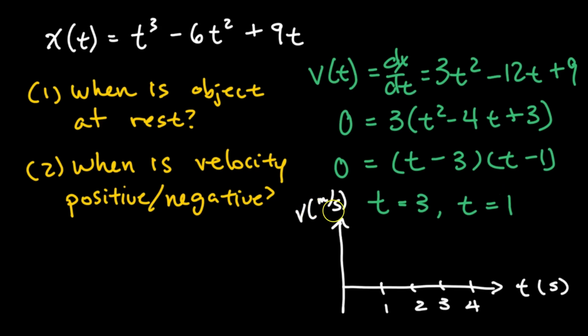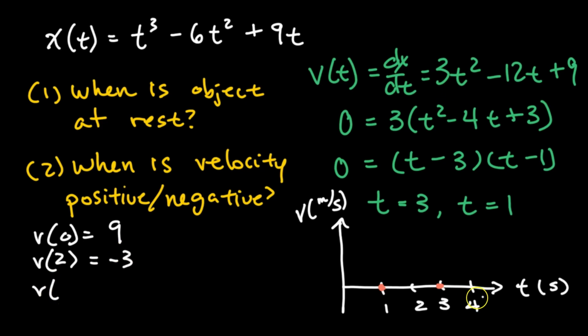Here's a velocity versus time graph representing the motion of our object. So at 1 and 3 seconds, the velocity is 0. Now, when is the velocity positive and when is it negative? So let's go ahead and plug in some numbers and see if we can figure that out. If I plug in 0 for the time, this term will be 0, that will be 0, and so I end up with 9. Let's plug in a number between 1 and 3. Let's plug in 2. If I plug in 2, I get negative 3.